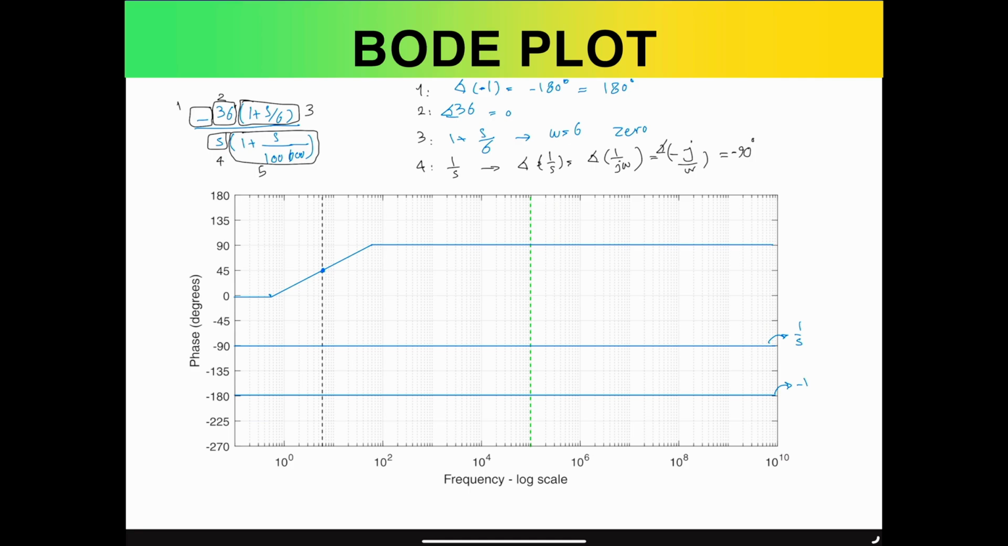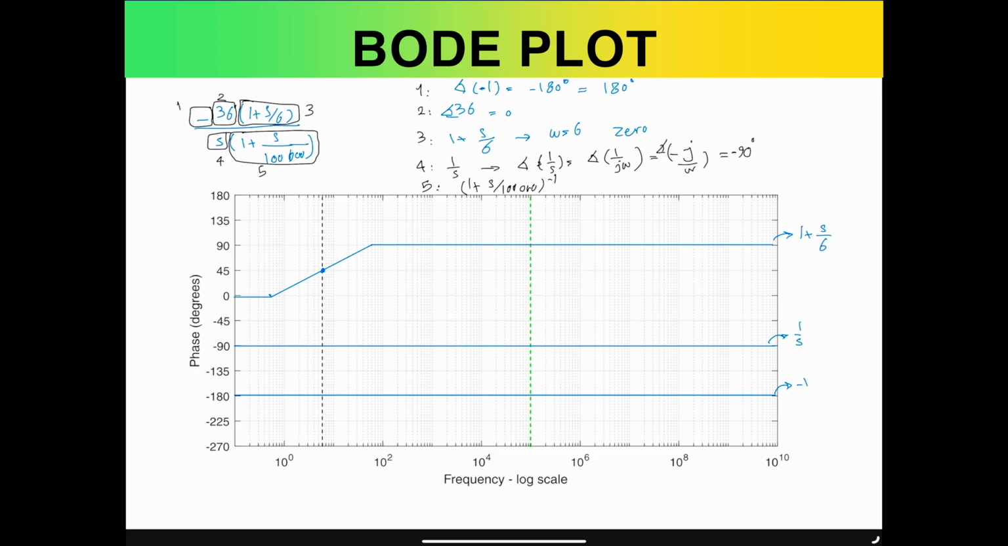I forgot to write what this refers to. So this is essentially 1 plus s over 6. Now let's move on to the fifth and final one. And the final one is 1 plus s divided by 100k. And then that's in the denominator.